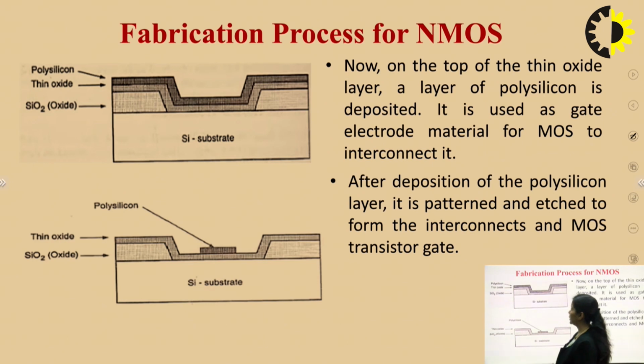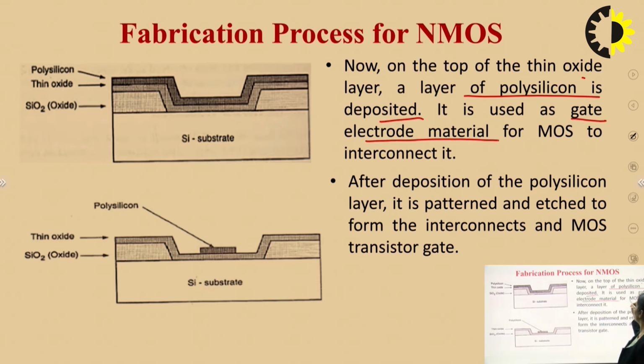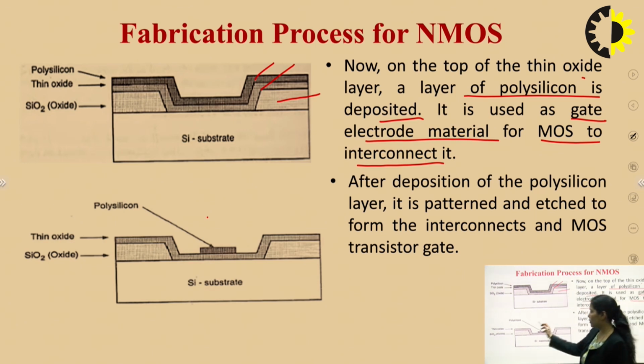In the next step, we are depositing the polysilicon for the gate electrode. On top of the thin oxide layer, a layer of polysilicon is deposited. It is used as the gate electrode material for MOS interconnection. This is the polysilicon, this is the thin oxide layer, and this is the thick oxide layer which was deposited at the very first step. Now again, using photolithography, we are going to create a region for the polysilicon.